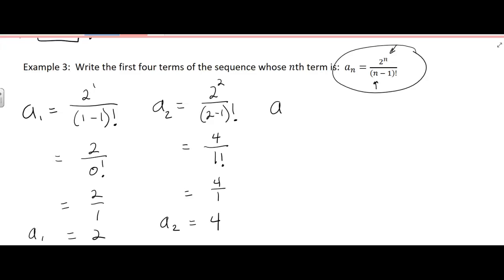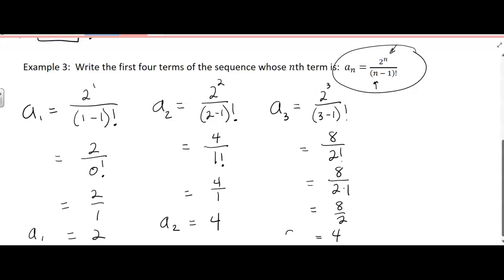Okay, now we're going to find a sub 3. So we'll get a little more exciting with our factorials here. So it's going to be 2 cubed in this case over 3 minus 1 factorial. Okay, 2 cubed is 8, and then we're going to have 2 factorial. 2 factorial is 2 times 1. Okay, and that is 8 over 2, which is 4. So a sub 3 is 4.